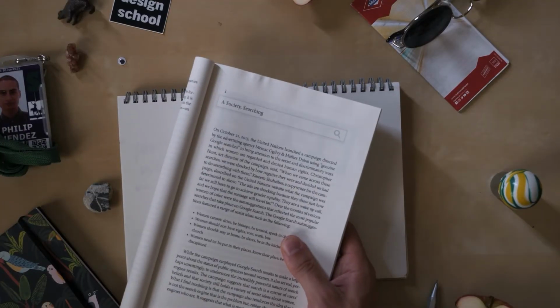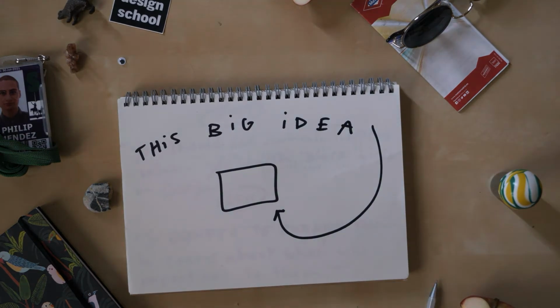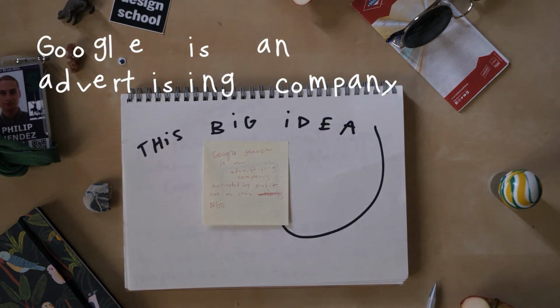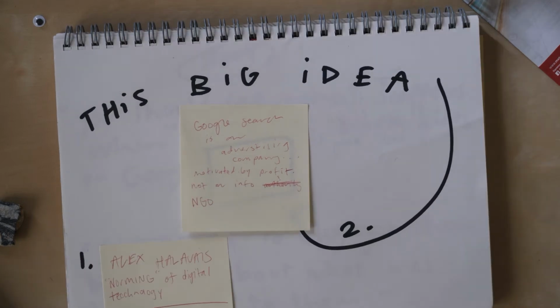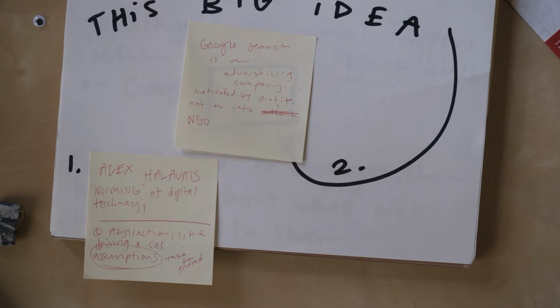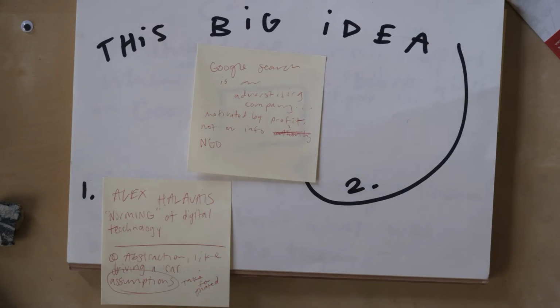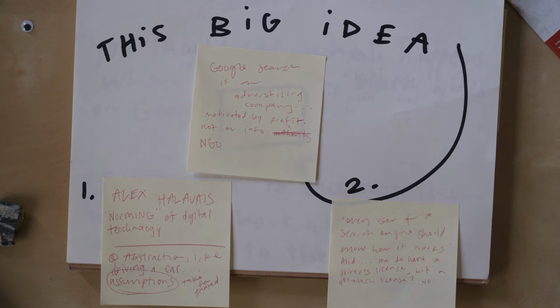In chapter 1, A Society Searching, she brings out this big idea. Google is an advertising company, motivated by profit, not an information NGO. She points out a ton of scholars and academics and professionals in the field, and one of them was Alex Halavais, who talks about the norming of technology and how companies and society and corporations are able to kind of hide what's going on. She also talks about the goal of what algorithmic literacy really looks like, and that's that every user of a search engine should know how it works.